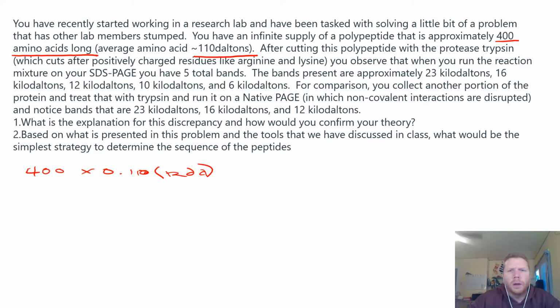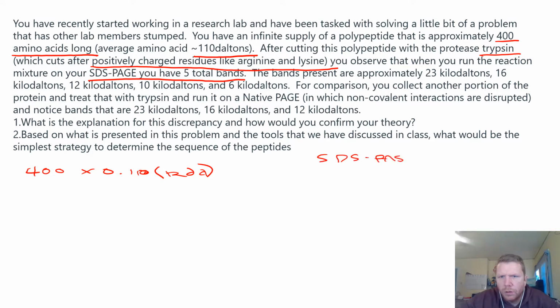Okay. Now, after that, we've got after cutting this polypeptide with the protease trypsin, which cuts after positively charged residues like arginine and lysine, you observe that when you run the reaction mixture on your SDS page, you have a total of 5 bands. Okay, so SDS page, this is another piece of information. Sodium dodecyl sulfate polyacrylamide gel electrophoresis.